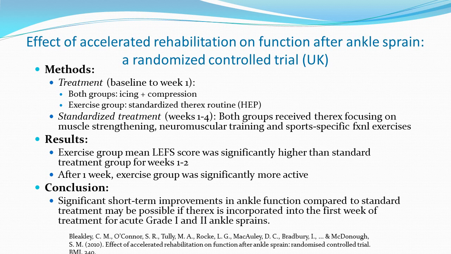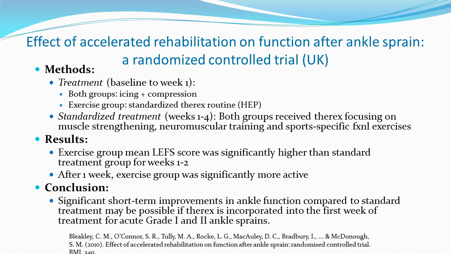The methods here involved treatment. The treatment provided during that first week differed between the two groups. Both groups received icing and compression, and the exercise group furthermore received a standardized Therex routine, which amounted to basically a home exercise plan with DVD instruction. After the 1 week mark, standardized treatment was applied to both groups, where both received Therex, focusing on muscle strengthening, neuromuscular training, and sport-specific functional exercises, with one in-clinic treatment session per week and 4 additional home exercise treatment sessions for a total of 5 per week.